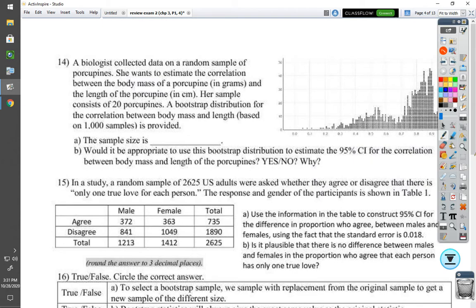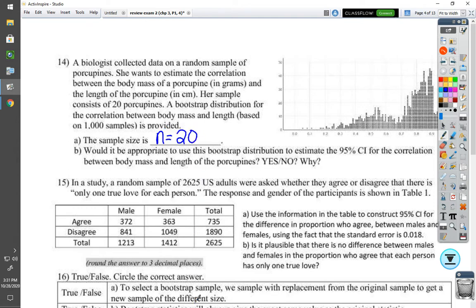A biologist collects data on random samples of porcupines. She wants to estimate the correlation between the body mass of the porcupine in grams and the length of the porcupine in centimeters. Her sample consists of 20 porcupines. A bootstrap distribution for the correlation of body mass based on 1,000 samples is provided. The sample size is, she collected data from 20 porcupines, n equals 20.